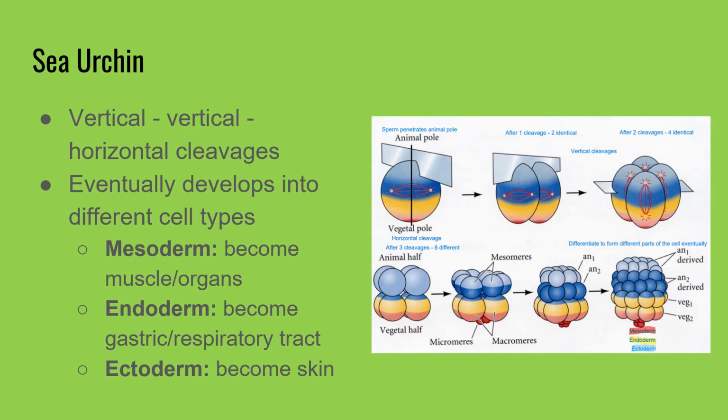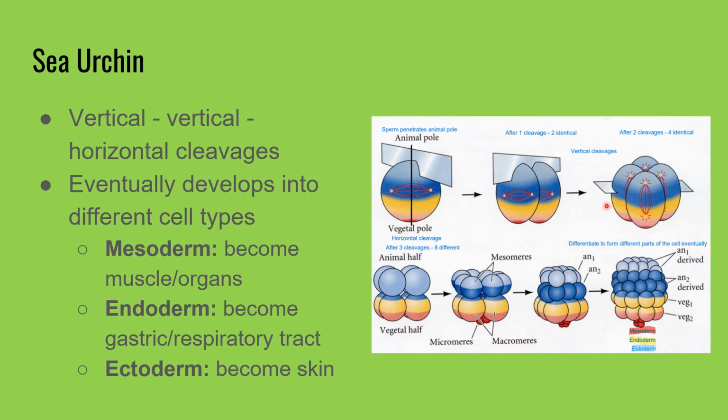So the first organism that we're going to talk about with blastulation is going to be the sea urchin. And so here the sperm is going to penetrate your animal pole up here, and then that's going to start your different cleavages. So first you're going to have a vertical, then another vertical, and then a horizontal. With these verticals, whenever you do those cleavages, it's going to have equal distribution in between. So those are going to be identical.